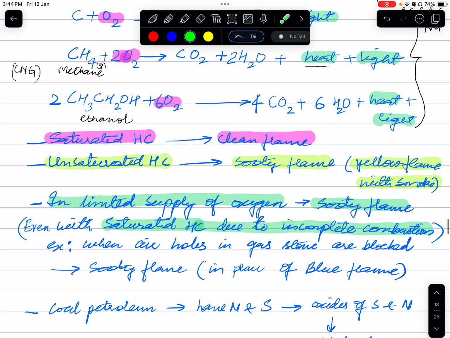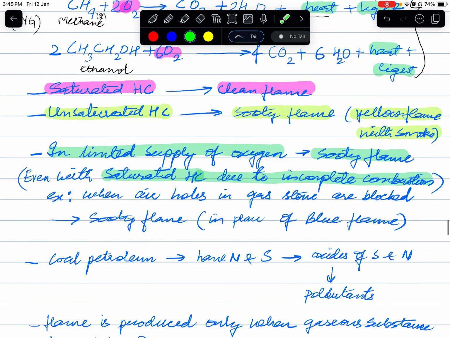But for saturated ones, it will be confusing when the supply of oxygen is not sufficient. Okay. Now, one example of this is limited supply of oxygen. Now, the question arises: what are the conditions where we are limiting the supply of oxygen? Like, for example, in your kitchen, when the air holes of your gas stove are blocked.